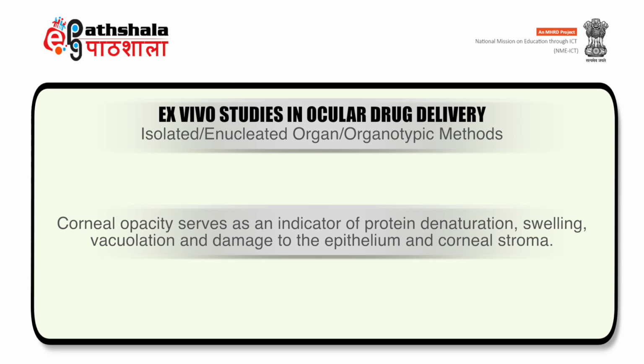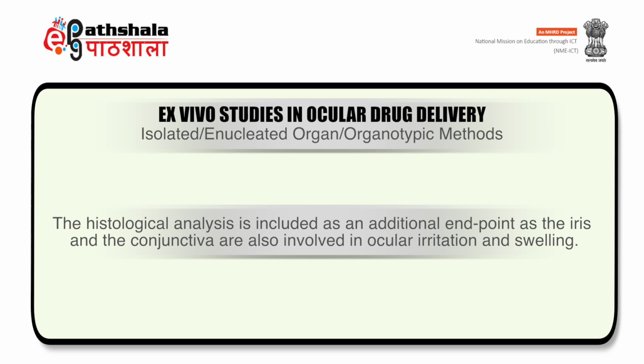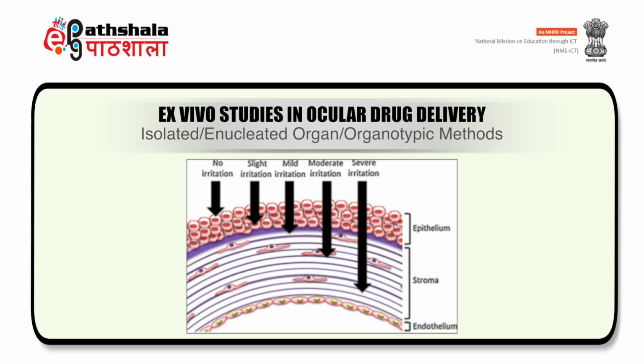Corneal opacity serves as an indicator of protein denaturation, swelling, vacuolation and damage to the epithelium and corneal stroma. Permeability is measured with the assessment of fluorescein retention or leakage of the cornea. The histological analysis is included as an additional endpoint, as the iris and the conjunctiva are also involved in ocular irritation and swelling. The eye irritation is based on the depth of initial injury, as shown in the figure, and correlates with the extent of cell death and ultimately the outcome of the irritant on an eye.